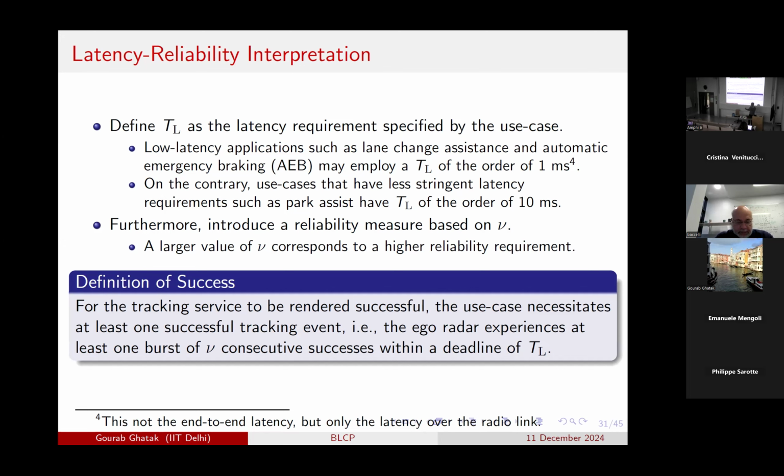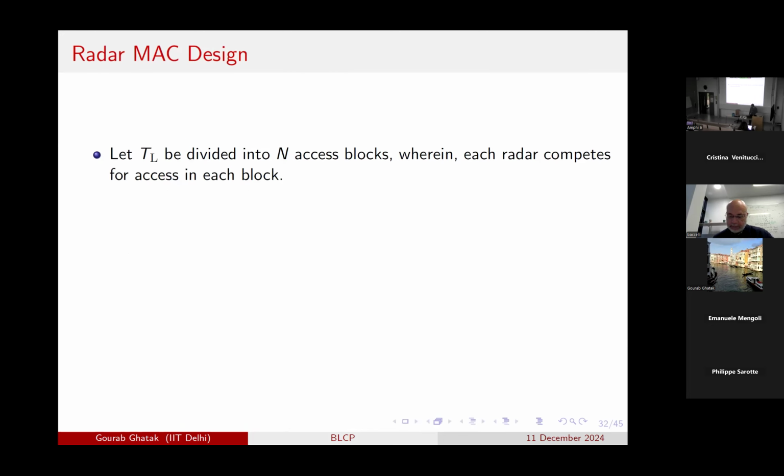So if I create smaller blocks, right? So I will have more chances of access. So I will have more competition, more chances of competing to get the access. But if I get the access, a large number of blocks create smaller block lengths, which reduces my chance of having nu consecutive successes. So there is an optimal frame design that is needed.